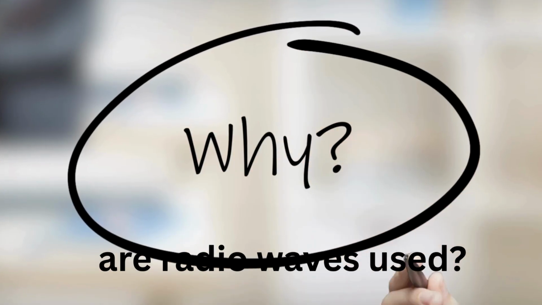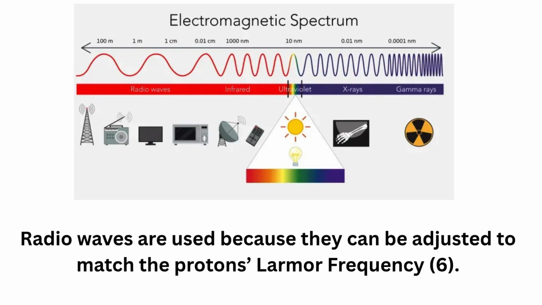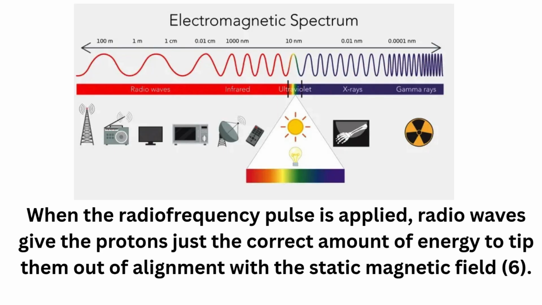Why are radio waves used? Radio waves are used because they can be adjusted to match the proton's Larmor frequency. When the radio frequency pulse is applied, radio waves give the protons just the correct amount of energy to tip them out of alignment with the static magnetic field.